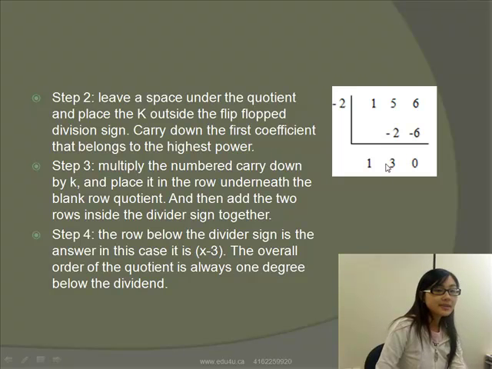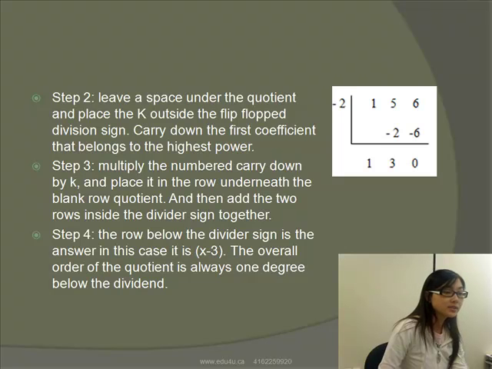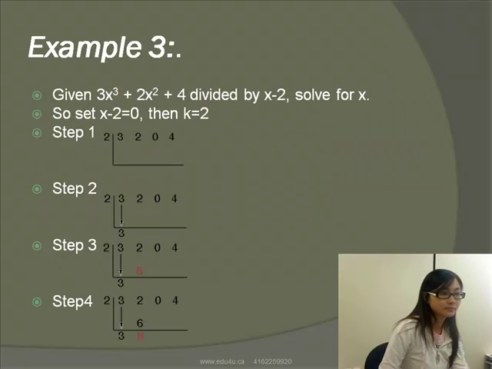The row below the divider sign is the answer. It is in this case x plus 3, which is right here. The overall order of the quotient is always 1 degree below the dividend. So remember, the highest degree was x squared, but in the answer, the highest degree was just x.